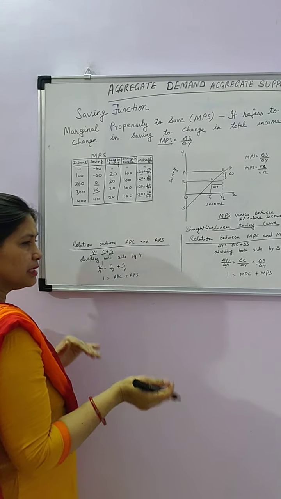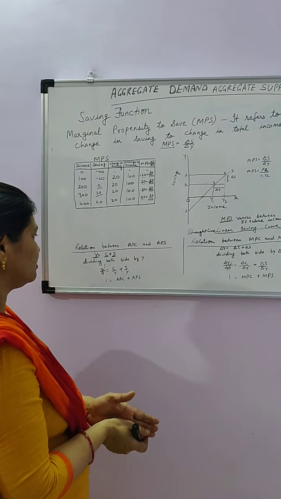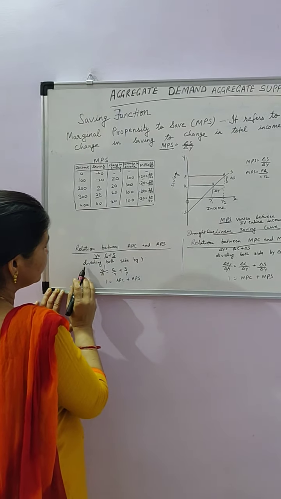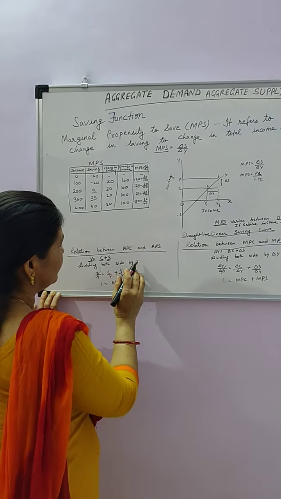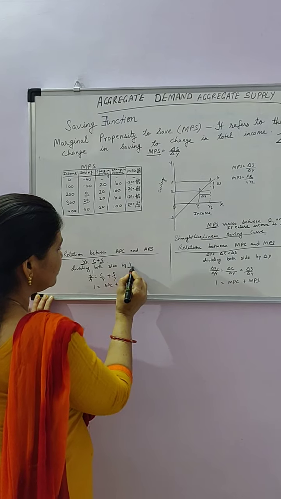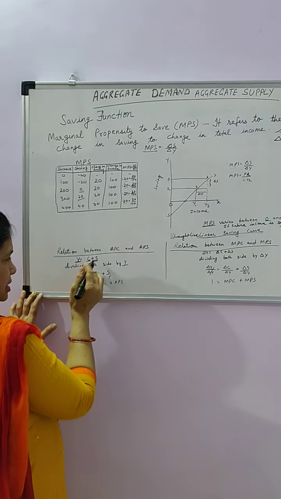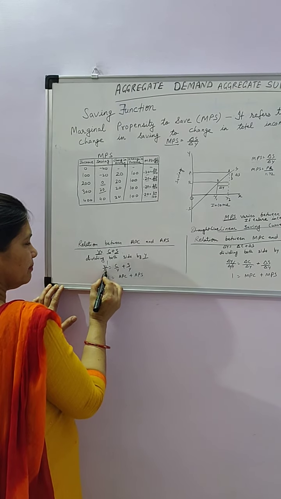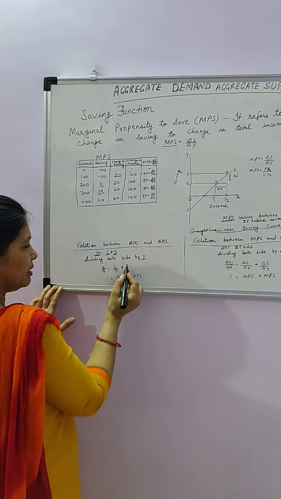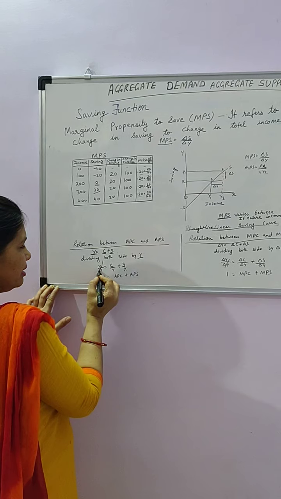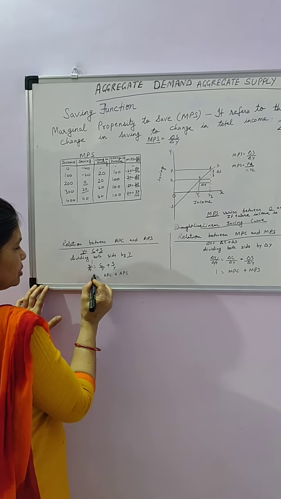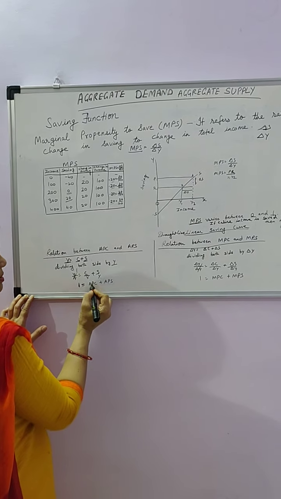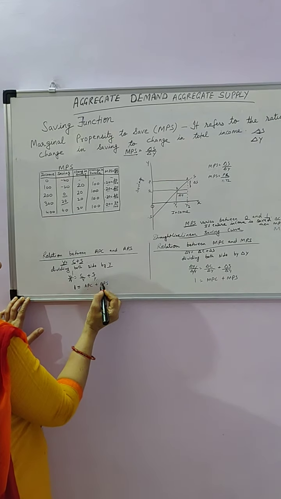We spend from income and we also save from income. That is, Y is equal to C plus S. Now when we divide both sides by Y, that means if we divide this equation by income, then Y upon Y is equal to C upon Y plus S upon Y. So Y and Y cancel, it will become 1, that is total income. C upon Y means APC and S upon Y means APS.